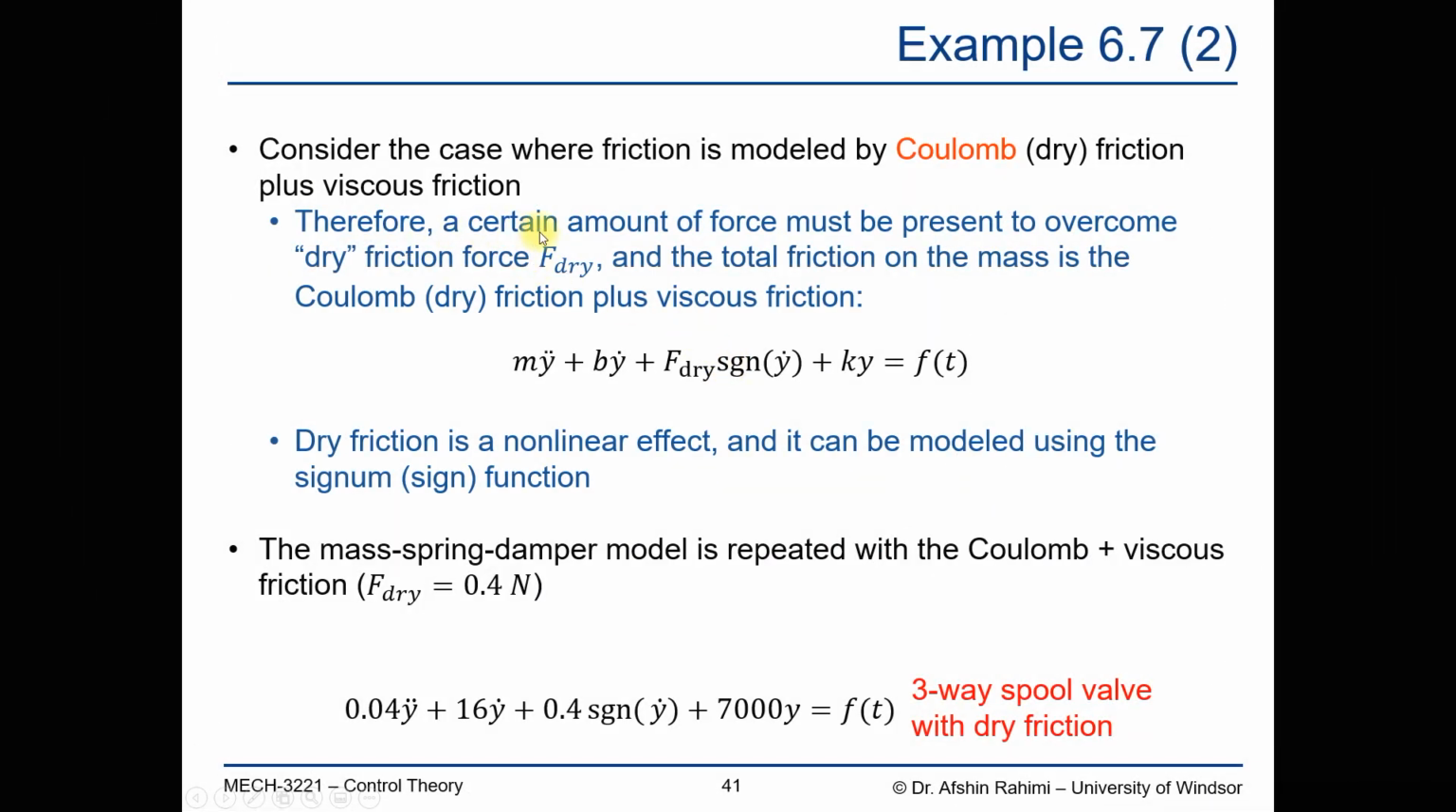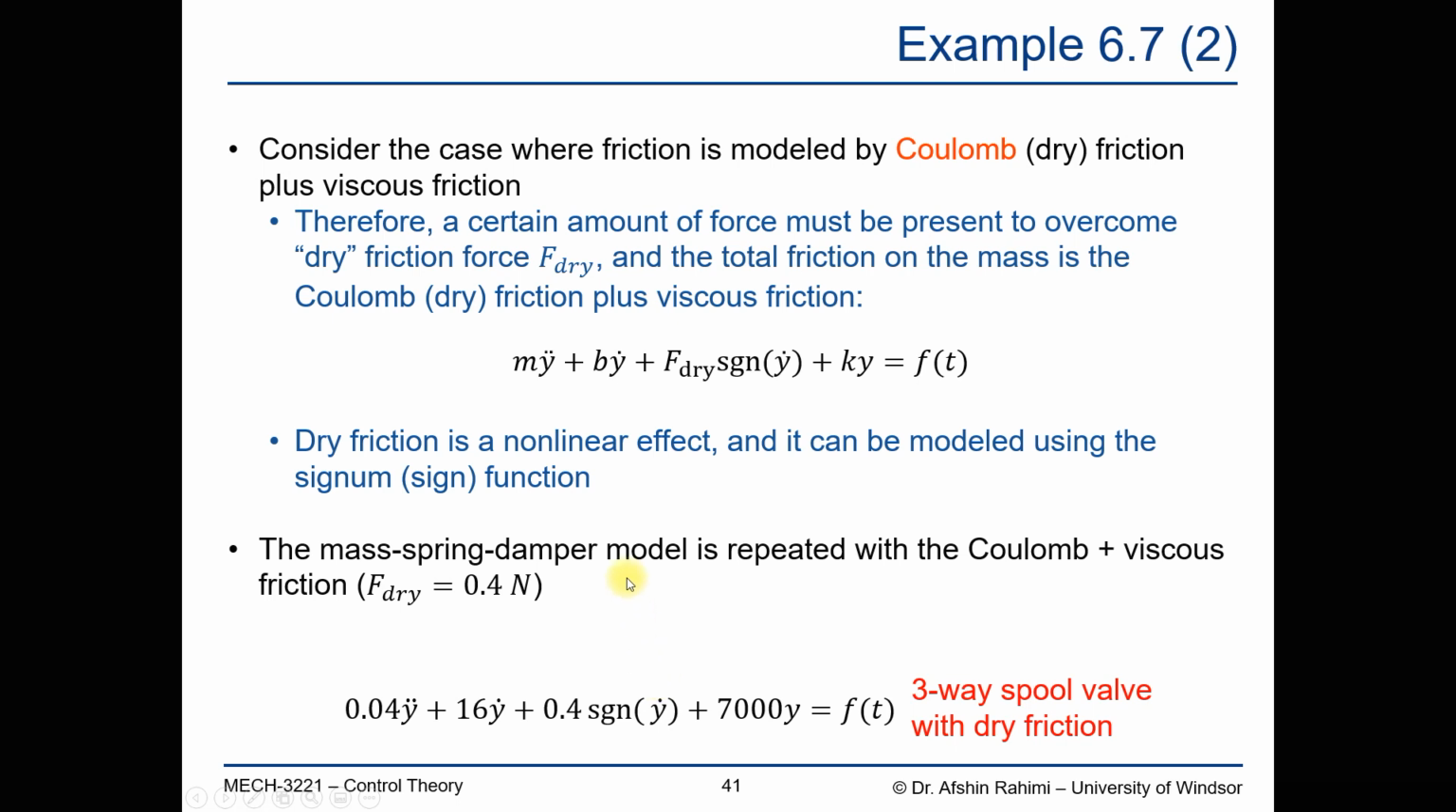Therefore, a certain amount of force must be present to overcome the dry friction force F dry, and the total friction on the mass is the Coulomb dry friction plus viscous friction. So this gives us an additional term here that is F dry sign of y dot. Dry friction is a nonlinear effect, and it can be modeled using the signum or sign function.